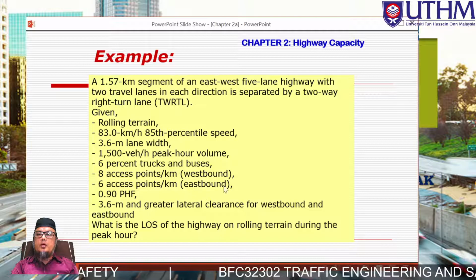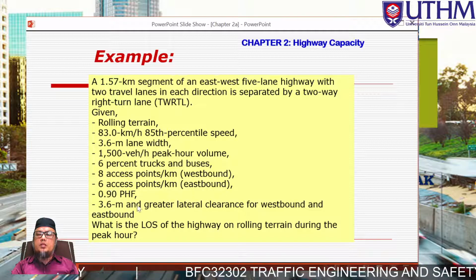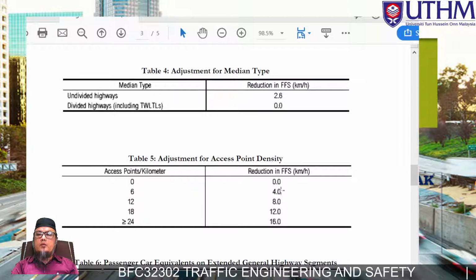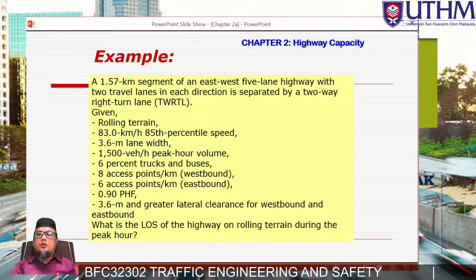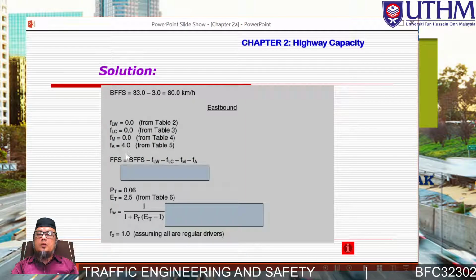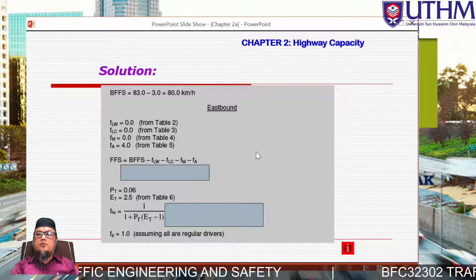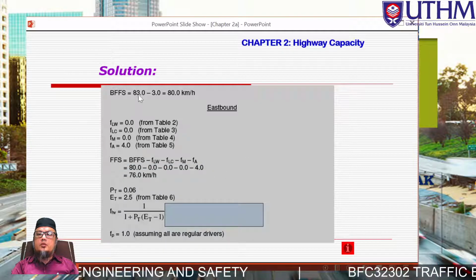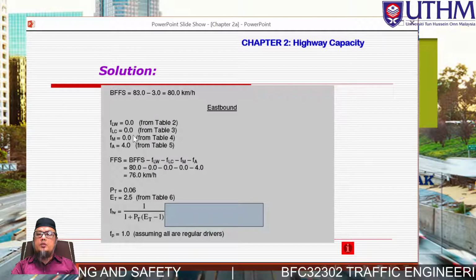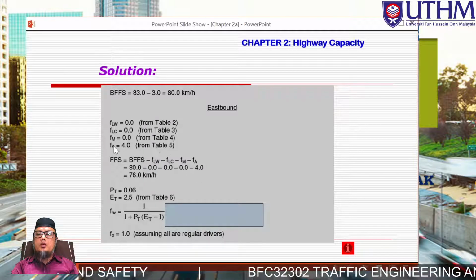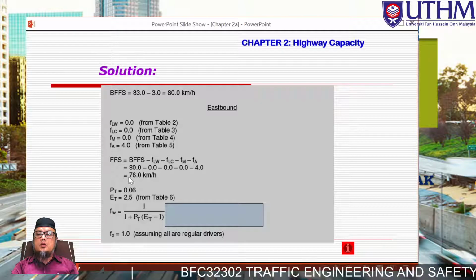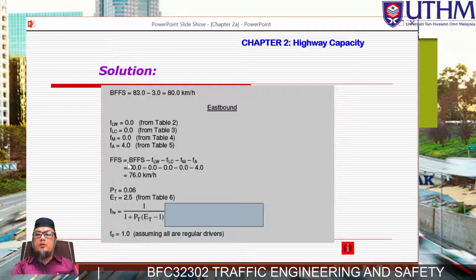So we have eastbound. Let's consider eastbound. We have 6 access points. So if you refer to your access point table, for 6 we have 4 here. So we have a value of 4 here. So we have all the values. Okay, now we insert into this formula. So BFFS, don't take this value, but take this value, we have to deduct 3. So 80 deduct 0, 0, 0, but for access point we have 4. So now we have 76 km per hour as FFS.